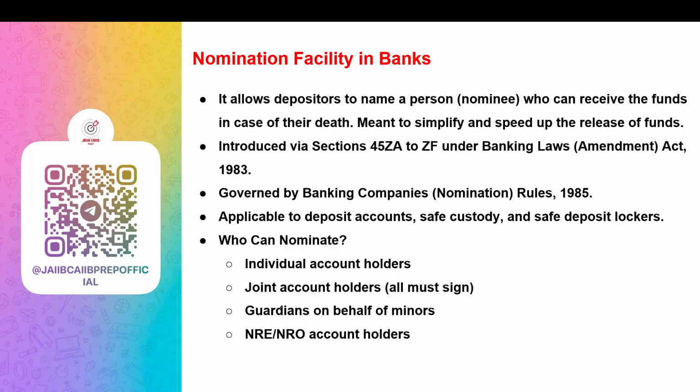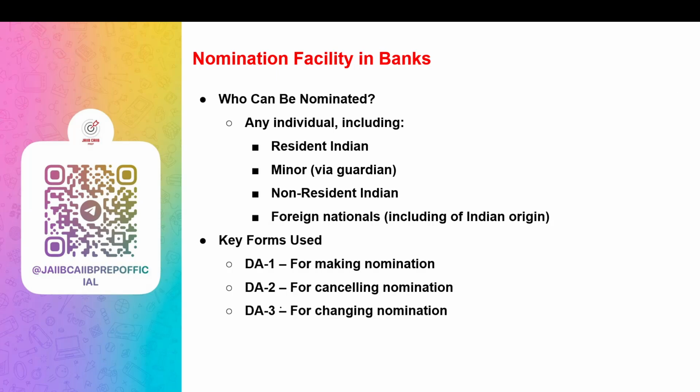The nomination rules have been recently amended and we will discuss that also. So, who can nominate? Where can nomination take place? It can take place for deposit accounts, and safe custody in bank lockers. What are the forms which are involved? There are three key forms. Form DA1 for making nomination, DA2 to cancel the nomination, and DA3 to change and modify the nomination.